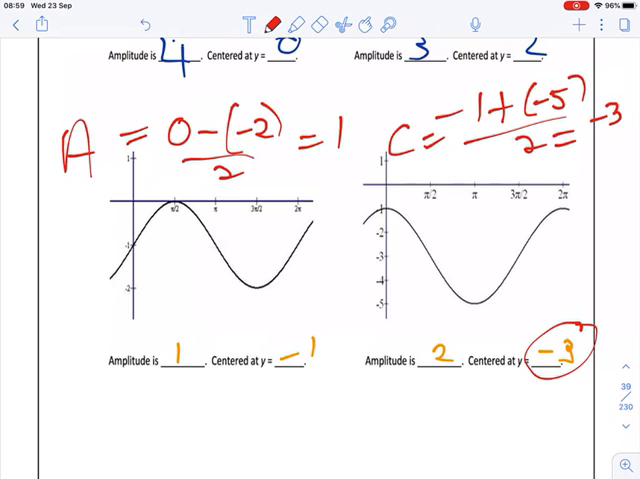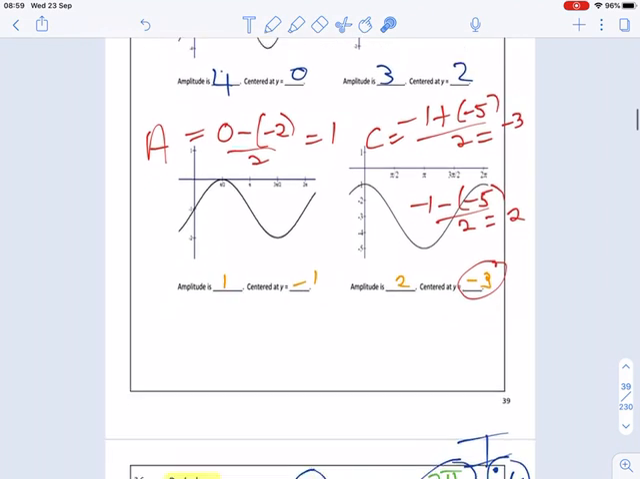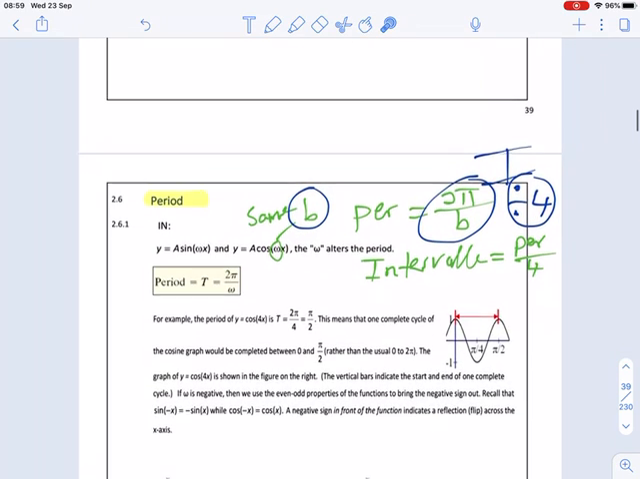And if I take the maximum minus the minimum, and I divide that by 2, I get 2. So the amplitude should be 2. And if I go from my central position to the top, it also gives me 2, showing that the amplitude is 2. So it's not so difficult to work out all these things.